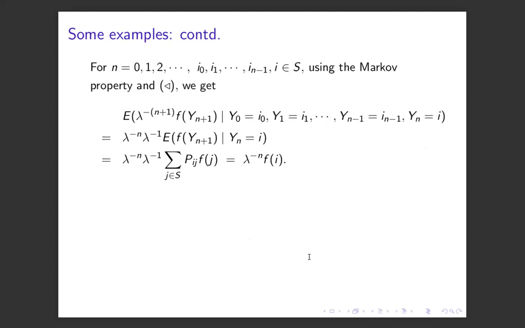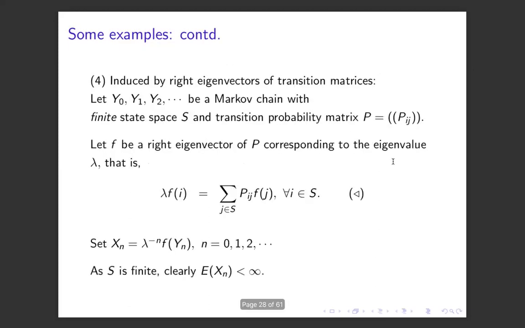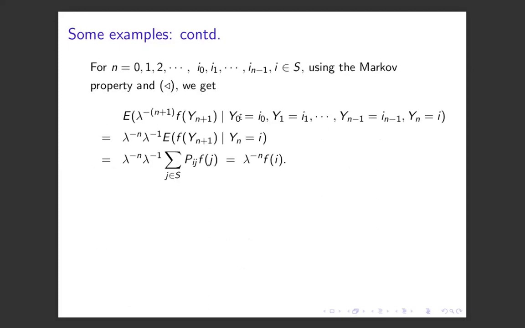So the proof is along similar lines as in the previous example. Let n be an arbitrary positive integer, and i0, i1, ..., i(n-1), and i are elements in S. Using the Markov property and that defining equation here, one sees that the conditional expectation of lambda to the power minus (n plus 1) times F of y(n plus 1), that is your X(n plus 1), given y0 equal to i0, and so on, y(n minus 1) equal to i(n minus 1), yn equal to i.